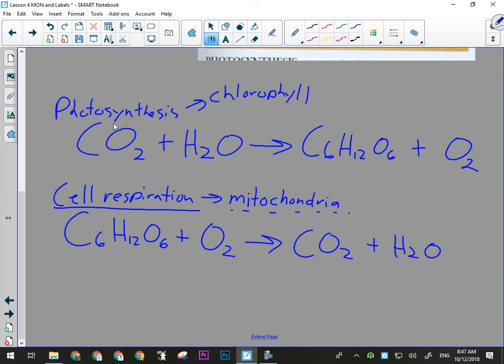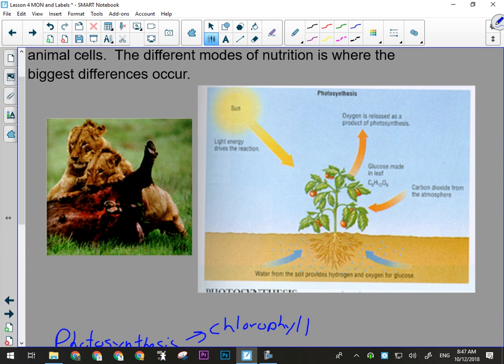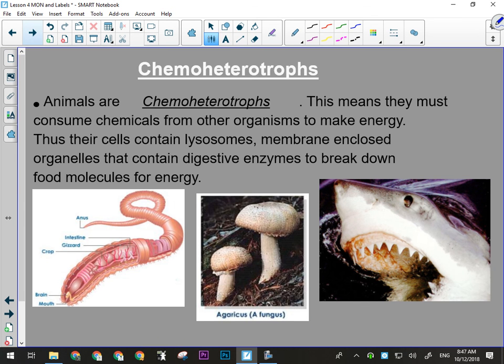Okay, questions there? So it's these 2 reactions that are going to be the reason for all of the differences that we're going to observe between plant and animal cells, among others. But all right, if you are an organism that must consume another organism for food, you are what we call a chemo heterotroph.